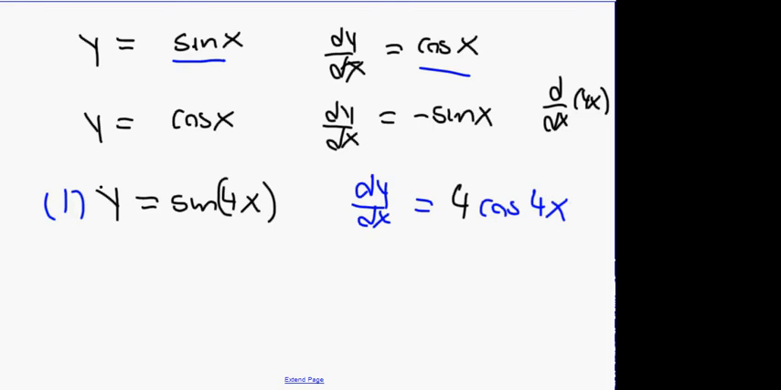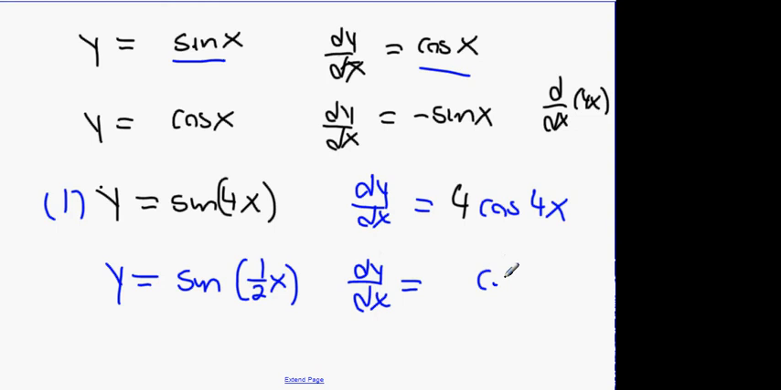I'll give you another one that's not in the book at the moment, okay? Y equals sine a half x. Can anybody tell me what the answer to this one will be? Dy dx equals cos a half x. Differentiate the angle, we get a half. A half cos a half x. So why don't you have to minus 1? You just don't. Just different way of doing these ones, okay?